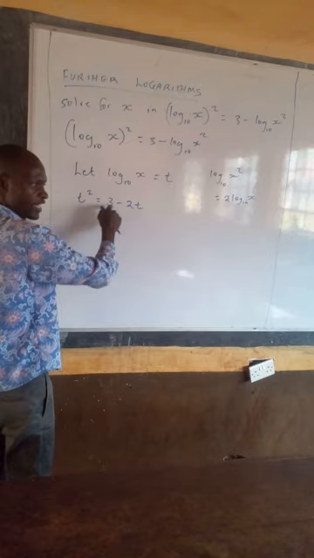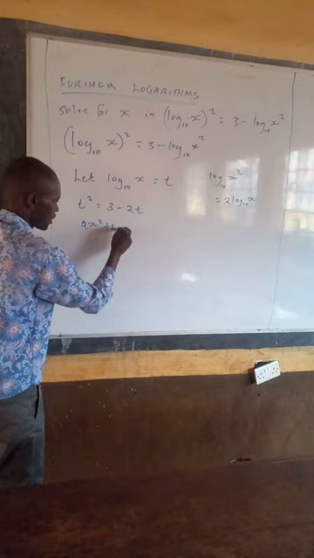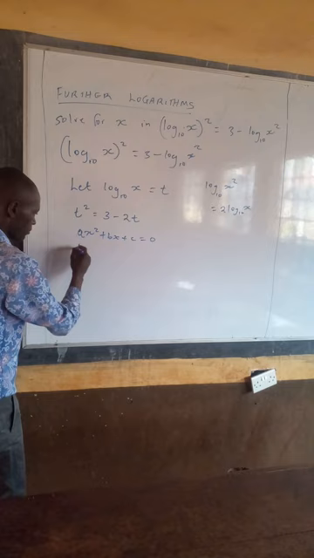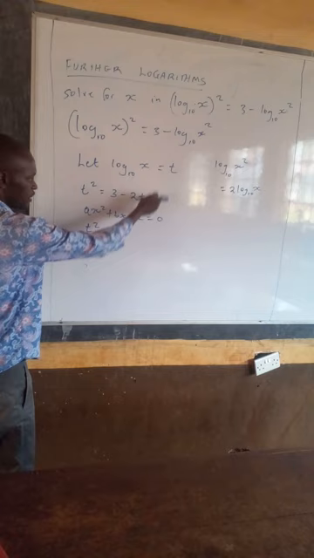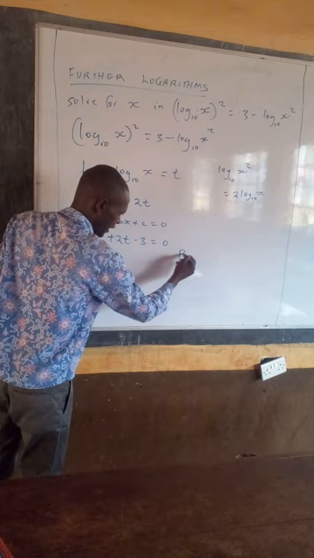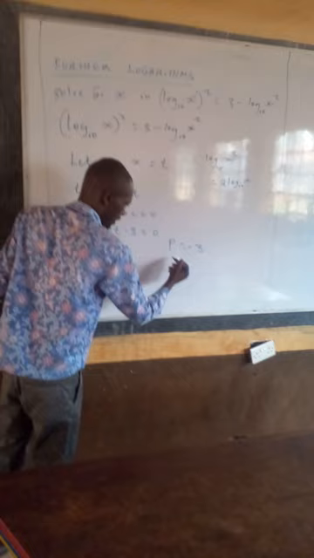So we shall create a quadratic equation here, which should be in the form ax squared plus bx plus c is equal to 0. So when we rearrange our equation, it will become t squared plus 2t minus 3 is equal to 0. So from this point, we shall now look for the two numbers such that their product will have to be negative 3 and their sum will have to be positive 2.